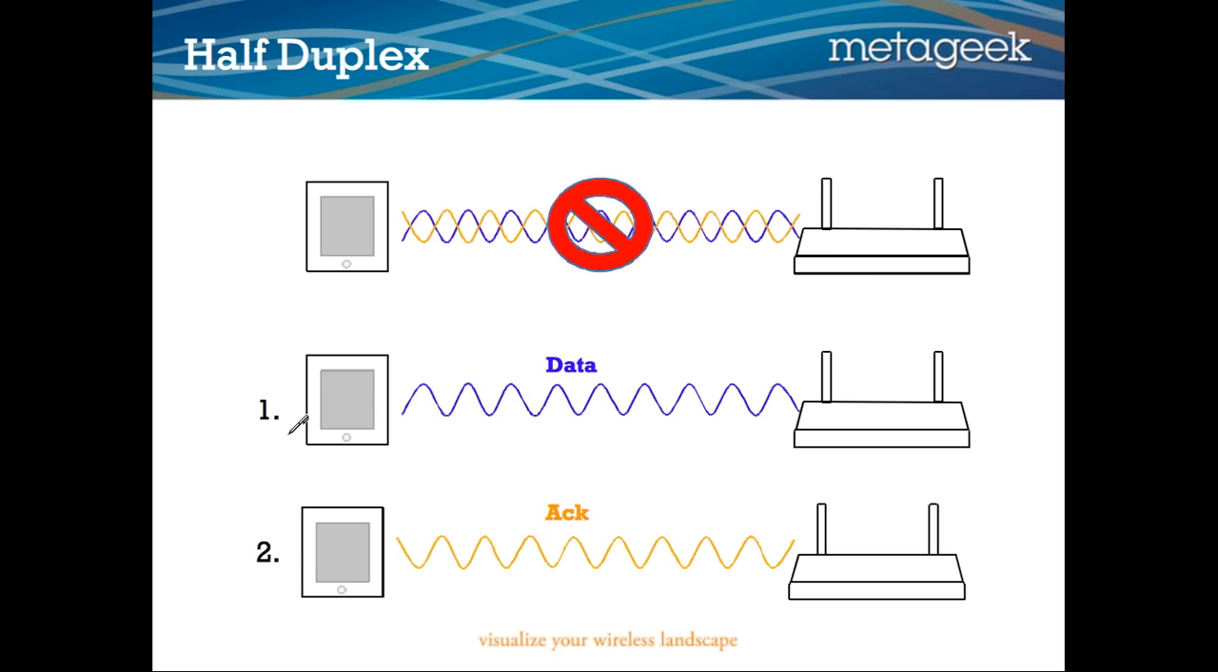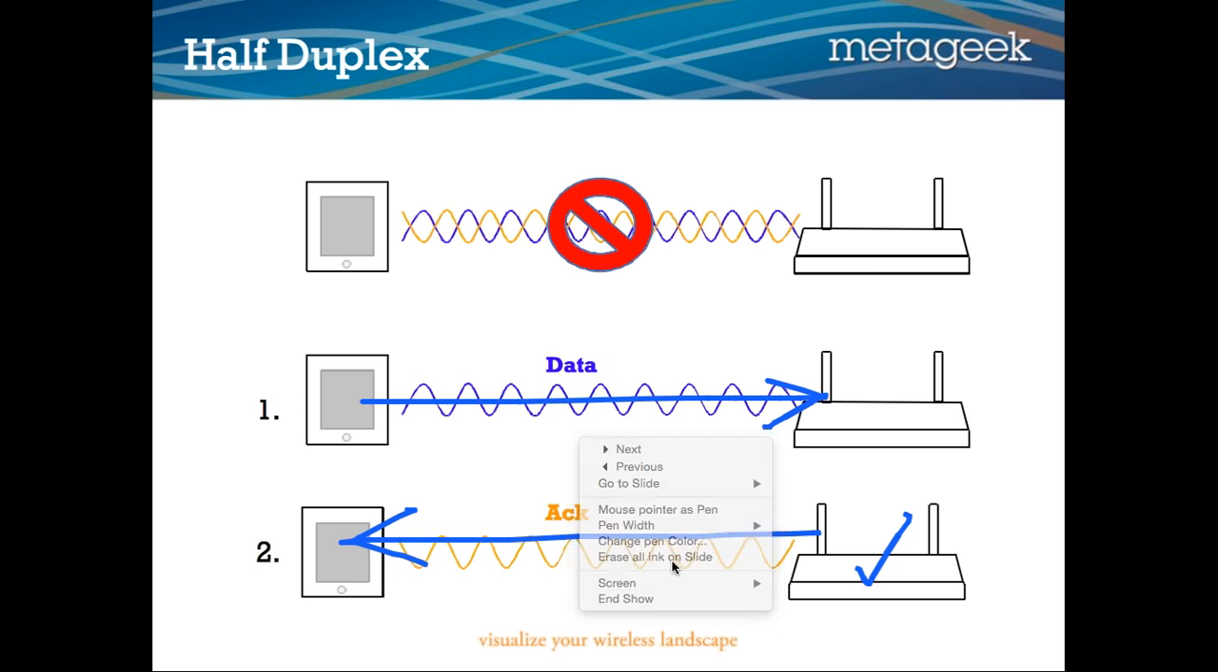So Wi-Fi has a process to take care of that problem, and it's a process of data and acknowledgement. Let's say that this iPad has a data frame that it needs to send to this access point. It's going to start by transmitting a data frame to the access point, and the access point is going to go, yep, check, I received that data frame, and it's going to reply with an ACK, or an acknowledgement. It's going to acknowledge that it received that data frame.